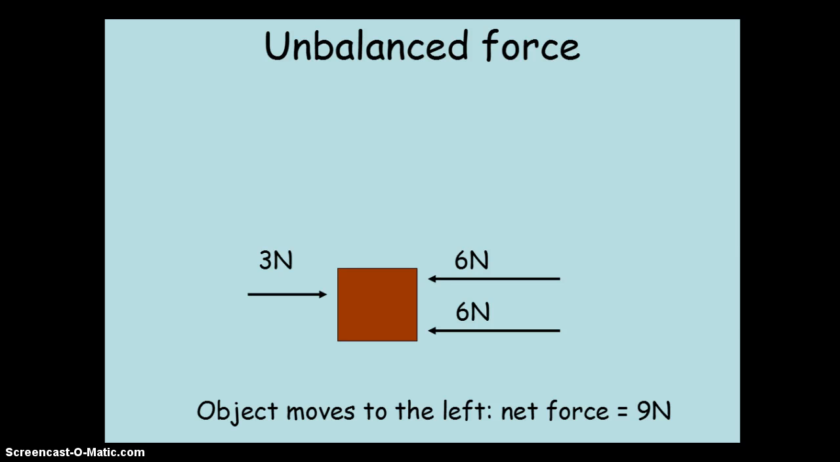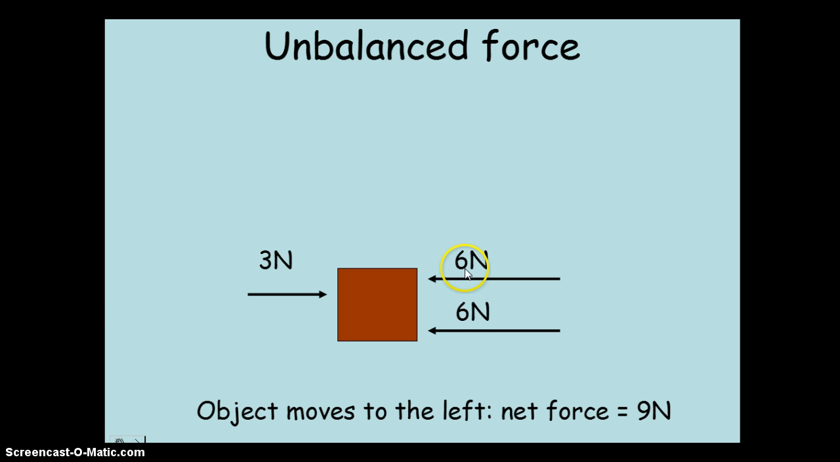Okay, here's another one with unbalanced forces. We have 6 newtons from one force, 6 newtons from another force. They're both pushing this object to the left. And then you have 3 newtons working over here, pushing this object to the right. Well, which side is stronger? That would be over here.